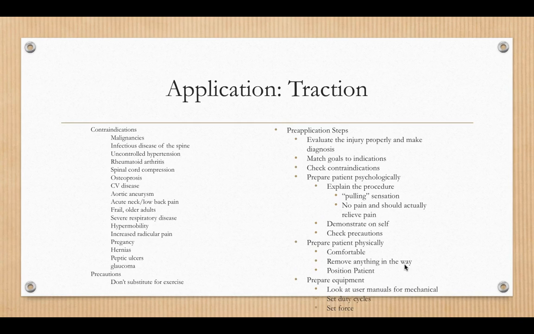So our contraindications, again, are kind of general contraindications. Biggest one is if we don't have a good diagnosis and if we don't know if they have fractures, any acute, basically any hypermobility. Again, lumbar, we want to be concerned about hernias and pregnancy and peptic ulcers. Our inversion table, we want to be concerned about glaucoma and high blood pressure, so things like that.